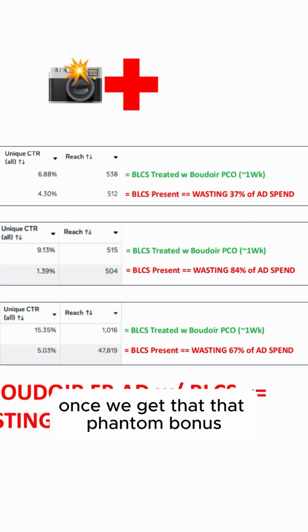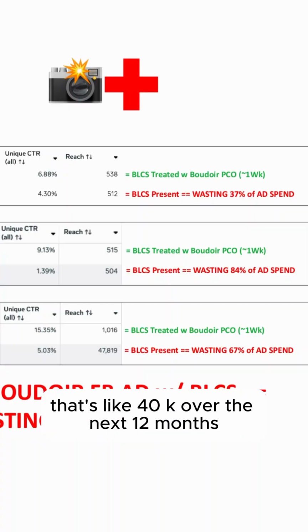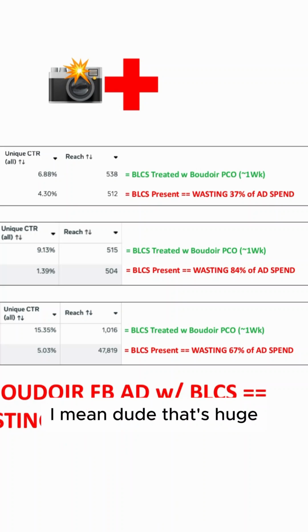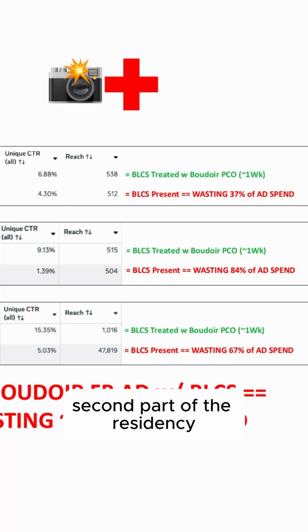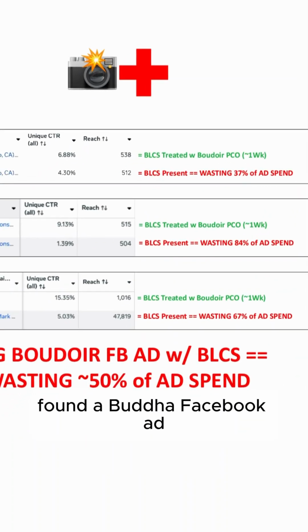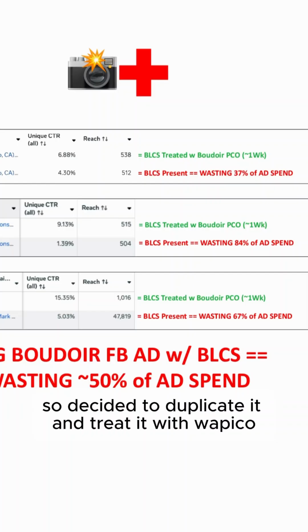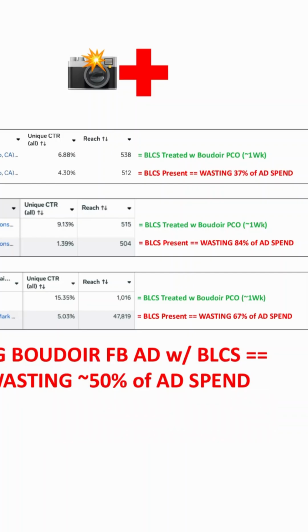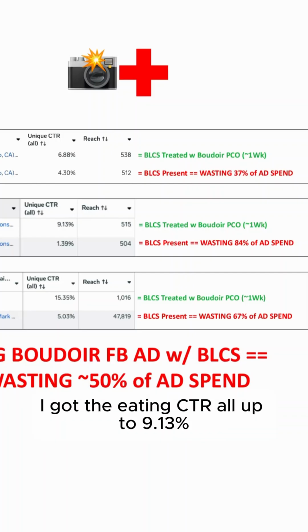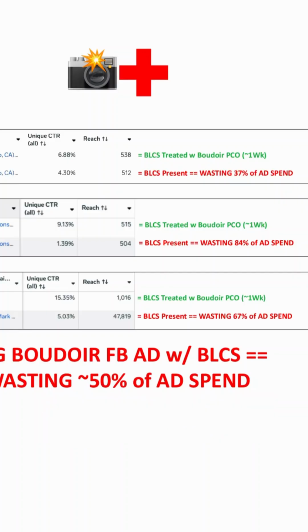Once we get that phantom bonus, what's that, like 40K over the next 12 months? I mean, dude, that's huge. Second part of the residency, found a Boudoir Facebook ad that had 1.39% unique CTR all. So we knew that BLCS was present, and so decided to duplicate it and treat it with Boudoir Pico. Takes about a week. I got the unique CTR all up to 9.13%.